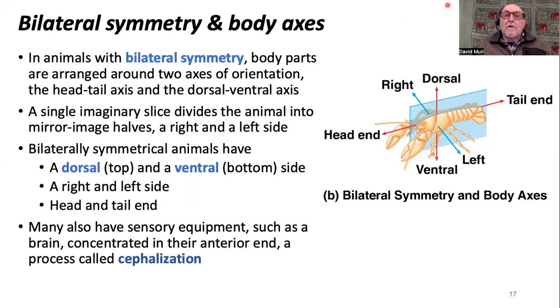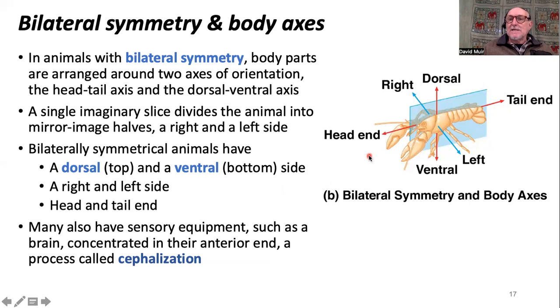Bilaterally symmetrical organisms are the vast majority of the animal kingdom. And bilaterally symmetrical organisms are organized across two axes of orientation. If you take a slice down the middle, you can roughly describe that side as a mirror image of that side. Not entirely, of course, because even invertebrates are handed. Often one claw may be bigger than the other, but the basic plan is reflected.